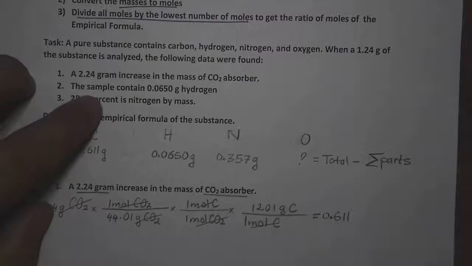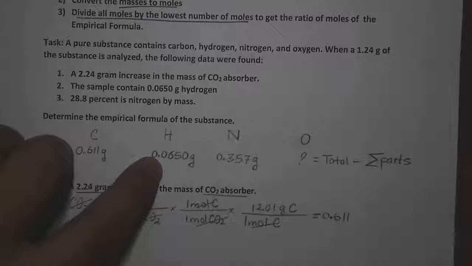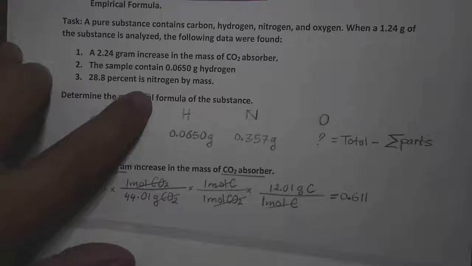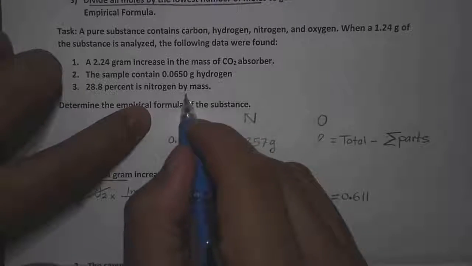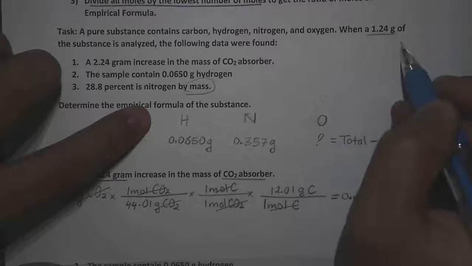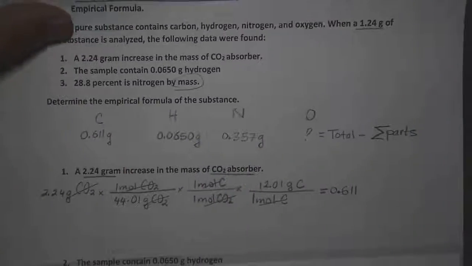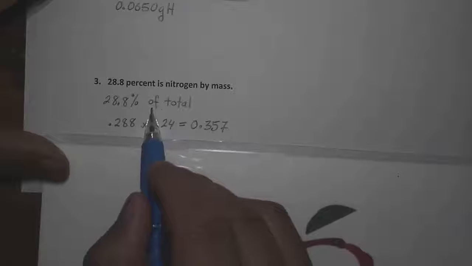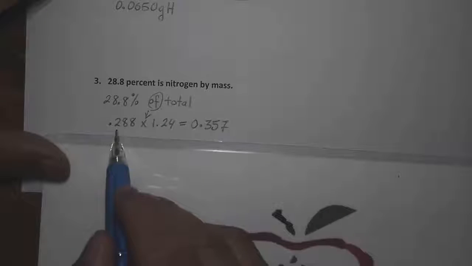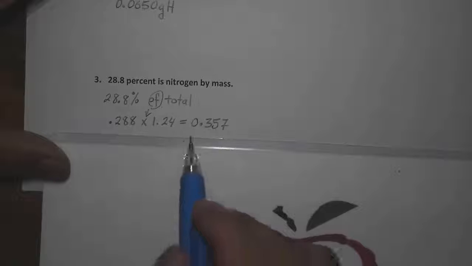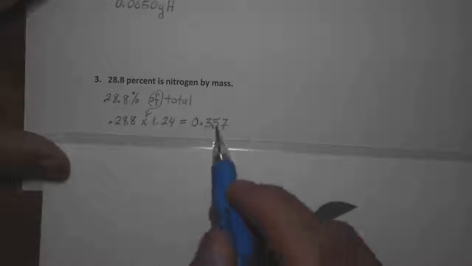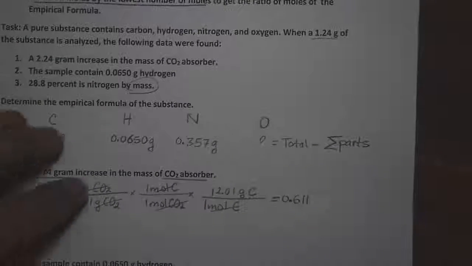And if we look at data number 2, it's giving us the mass of hydrogen, so we just write it down here. We don't have to solve for it. Now we look at data number 3, 28.8% is nitrogen by mass. Now look at the term mass. Our mass in total is 1.24 grams. So what we can do is take that percentage times the total, because a percentage of a total means times. But before that, convert this percent to a decimal, and we multiply and get the number of grams of nitrogen in the sample, 0.357. So that's what we have here.